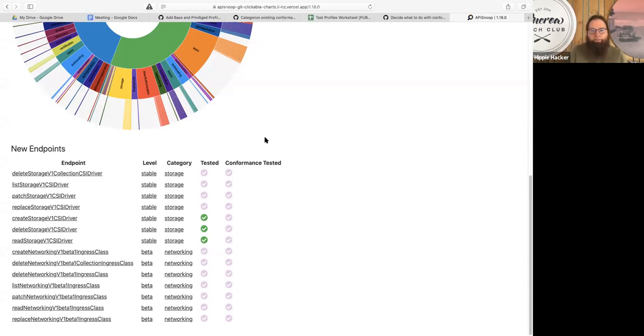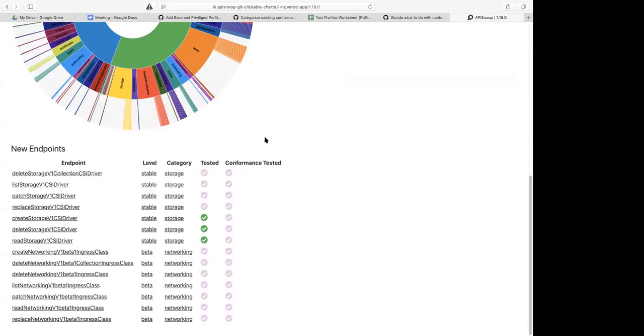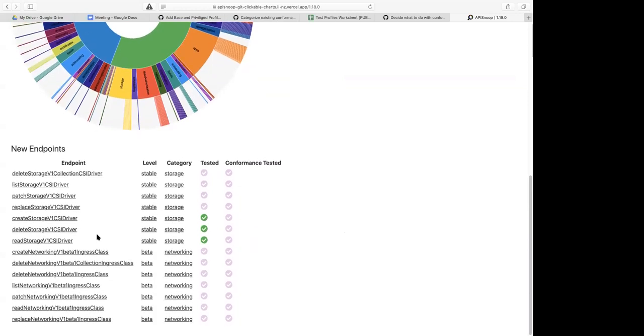Well, I think those specifically, I don't know the details of how CSI works, but those look like changes to driver configuration. I would think that we can use a dummy driver to conformance test those endpoints. That's not necessarily the actual storage. Yeah. I don't know if that's true or not, but that would seem so.